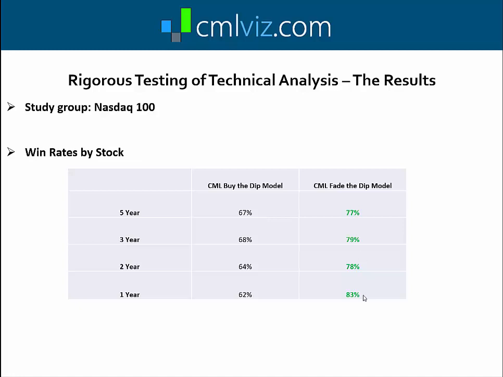If we come down to the last year, the fade the dip model has won 83% of the time, while the buy the dip model has only won 62% of the time. This is the trade-off. A little less risk for a little less of a return.